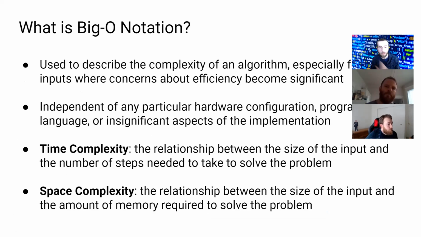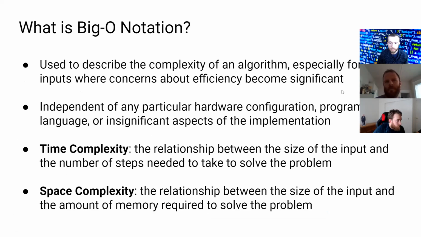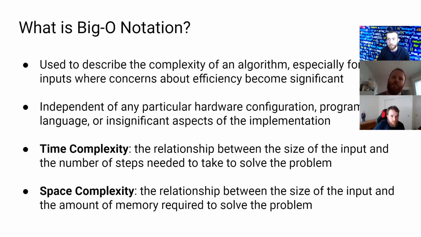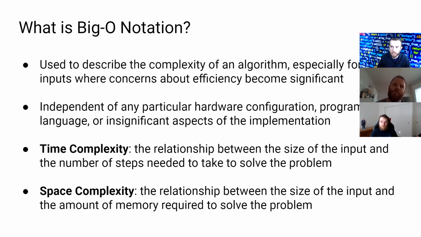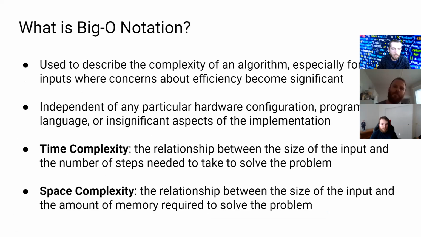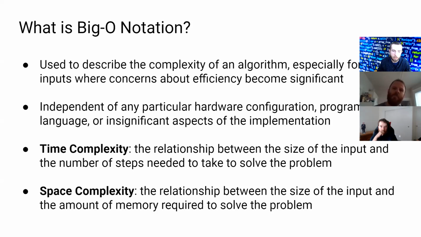Okay, so what is big O notation? Big O is used to describe the complexity of an algorithm, especially for large inputs where concerns about efficiency become significant. If you have a very small data set, it doesn't really matter if you run an inefficient algorithm on it because it's not going to take much time. And we also want to characterize the complexity of an algorithm independent of any particular hardware configuration, programming language, or insignificant aspects of the implementation.